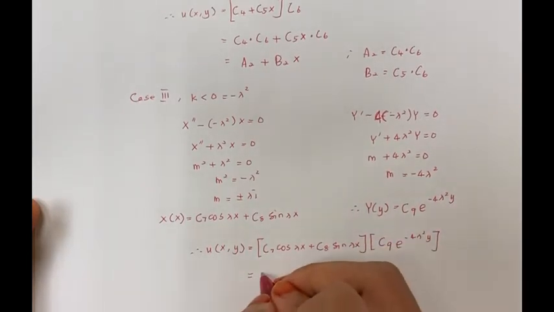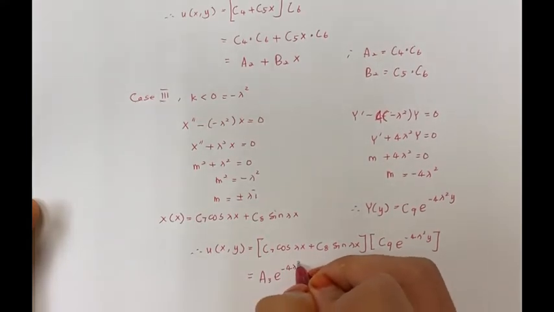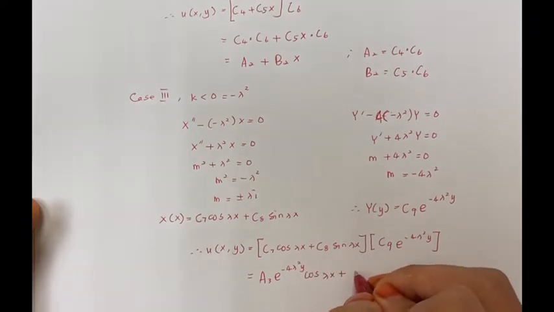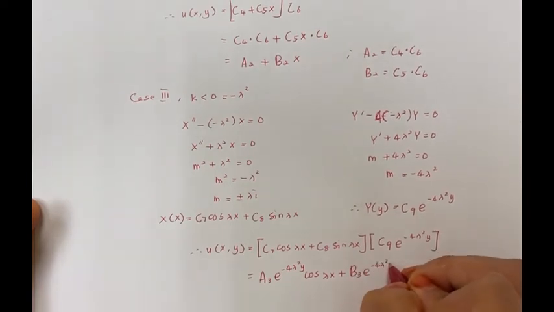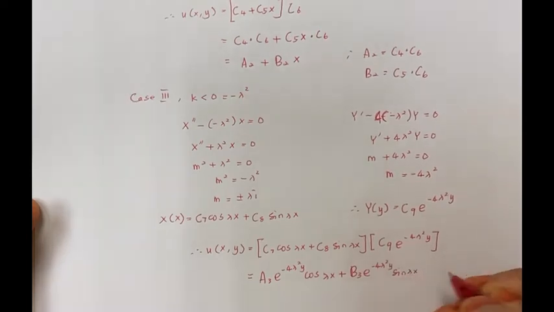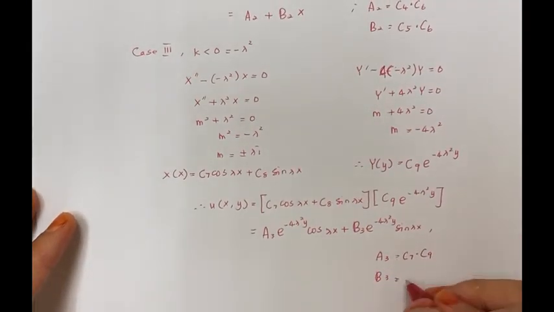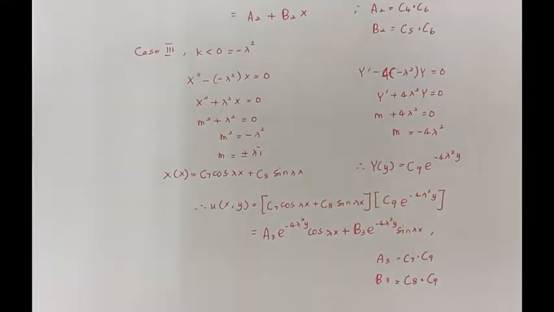Okay, it can be written as A3 exponent -4 lambda square y cos lambda x plus B3 exponent -4 lambda square y sin lambda x, with A3 equal to C7 multiplied by C9 and B3 equal to C8 multiplied by C9. Okay, so this is how you solve the separable equation.